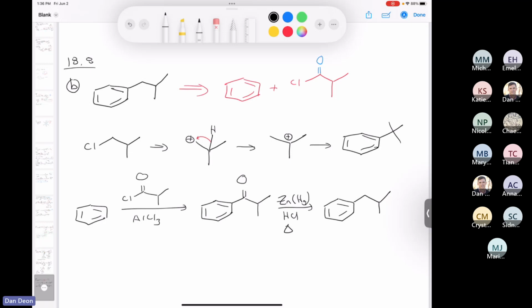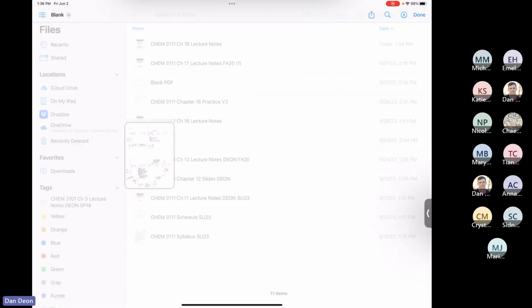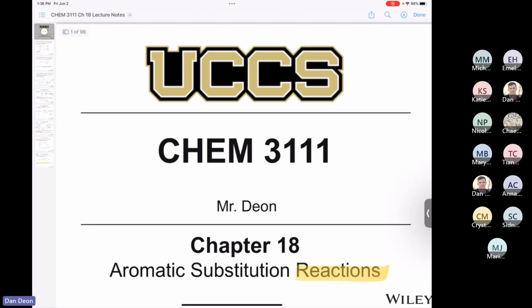I should point out that there's no mechanism whatsoever for the Clemmensen reduction in our textbook, okay? So no Clemmensen reduction mechanism. There isn't one in our textbook, so you don't need to know it. So let's go back to our slides of chapter 18.